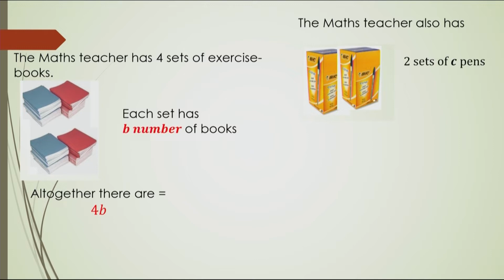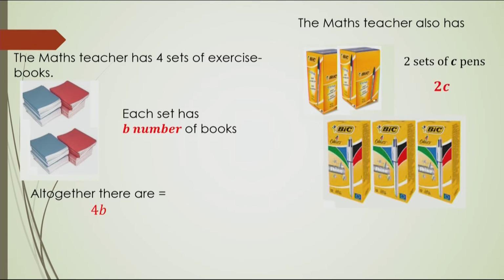Okay? These types of pens, there are 2 sets of C pens, meaning in each box or in each set, there are a number of pens. How many pens? We don't know. But each box has the same number of pens. So that's C pens. Okay?